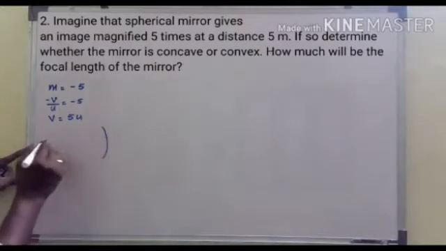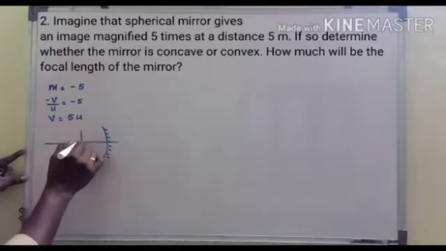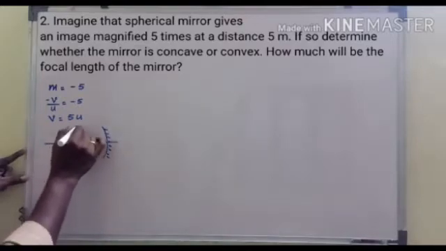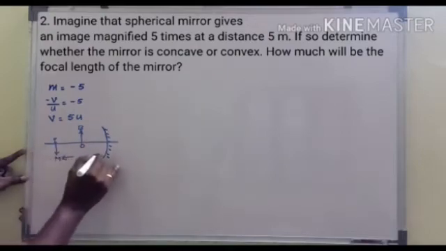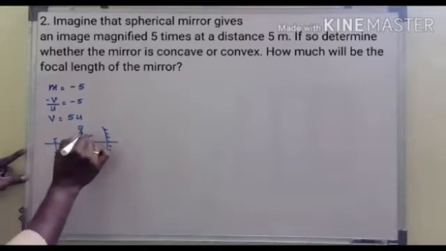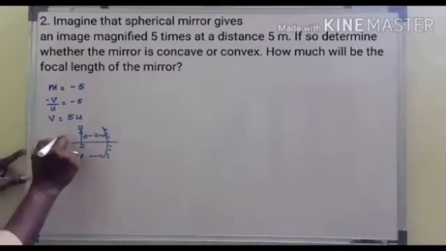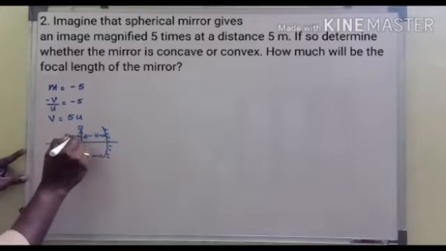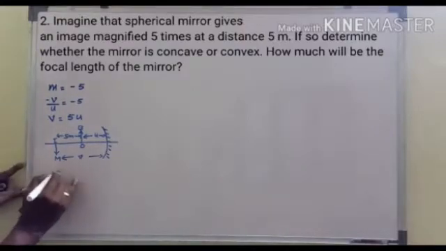So let's check this diagram. It's a spherical mirror, and this is the object OB and this is the image IM. This distance is v, and the distance between the object and the mirror is u, and the distance between the object and the image is taken as 5 meters.